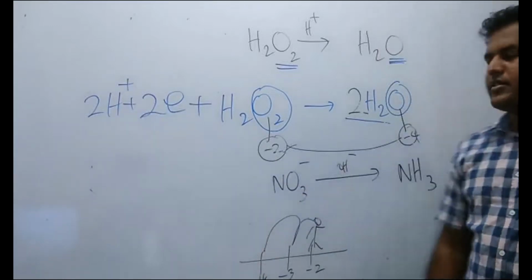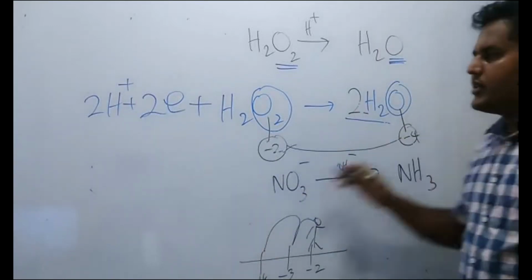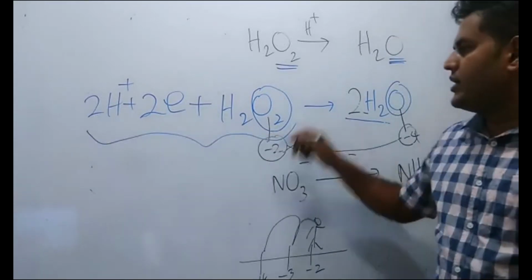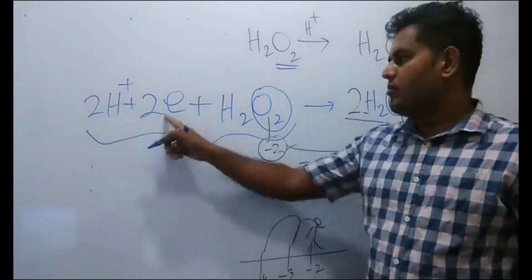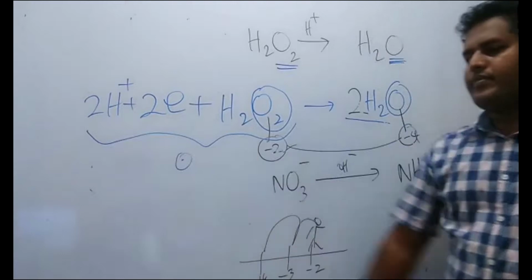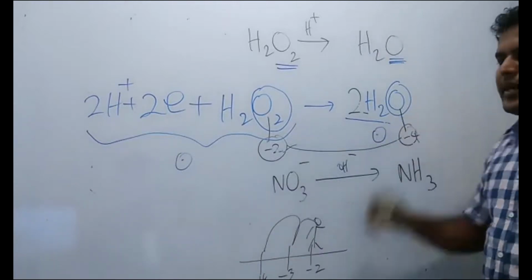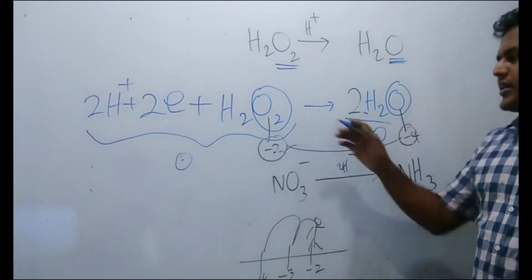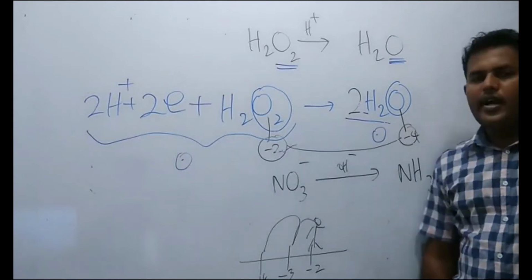Equation is balanced. This side the charge is 0. This side overall charge is 0. Right? -2 plus 2. Overall charge is 0. Equation balanced. This is a reduction. Okay. Hydrogen peroxide reduces to water.